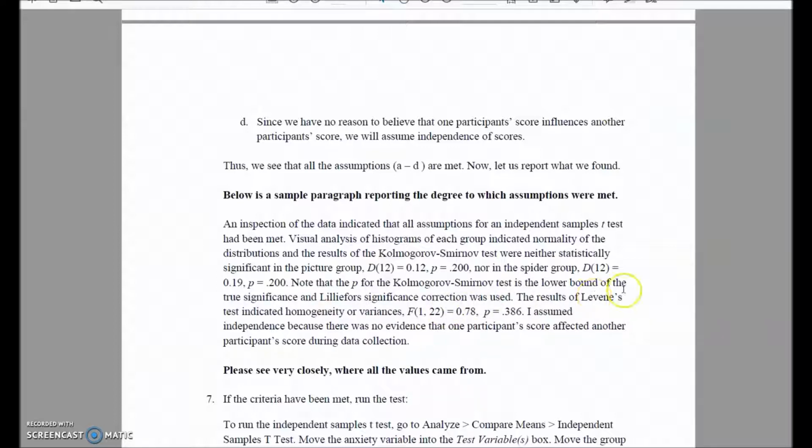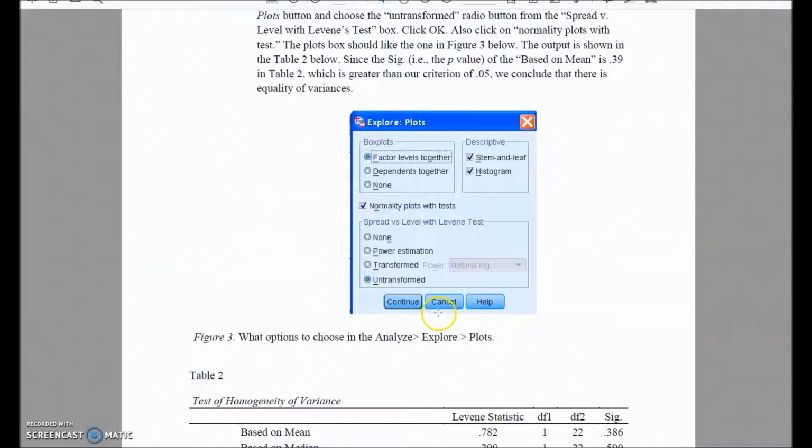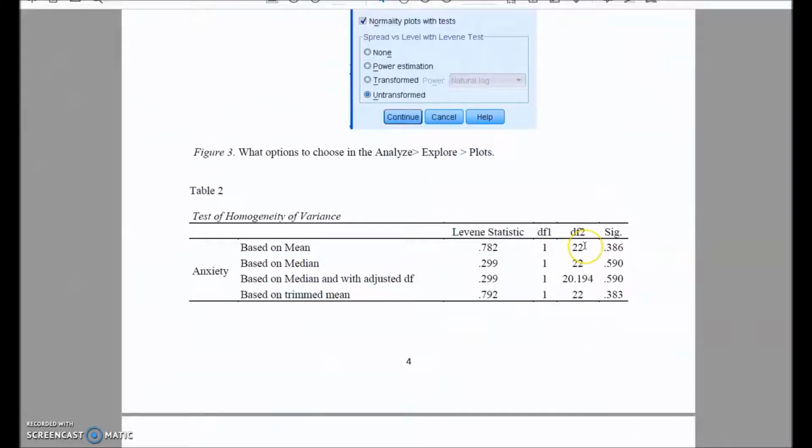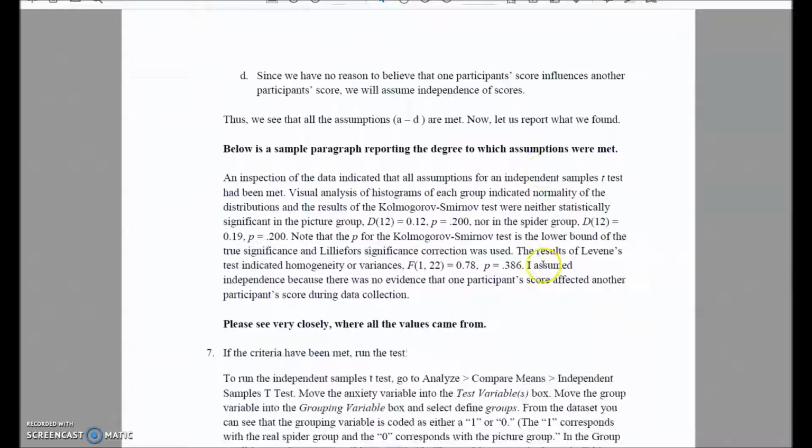The results of the Levene's test indicated homogeneity of variances. This should read: homogeneity of variances, F(1, 22) = 0.78. Where does that come from? This is 1, 22, the degrees of freedom, and F equals 0.78.